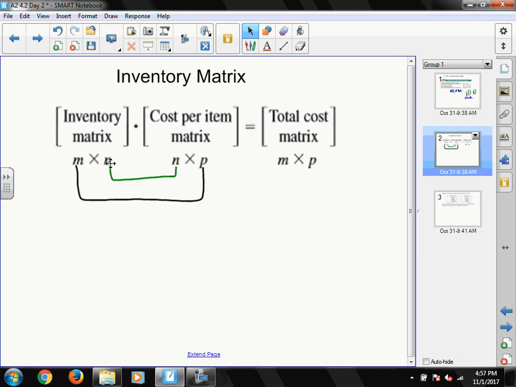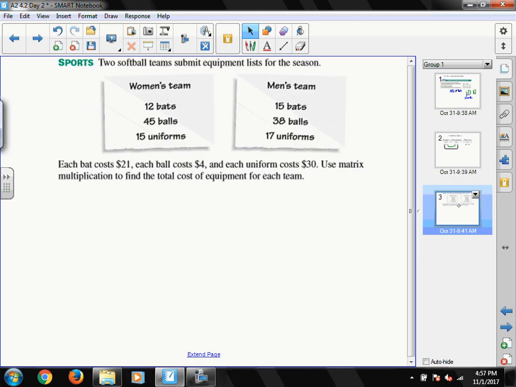So the real key here is, you guys are probably going, what are we going to see with these? What are they going to look like? So, a nice simplified example for us, where we've got 2 softball teams. We've got a women's team and a men's team.